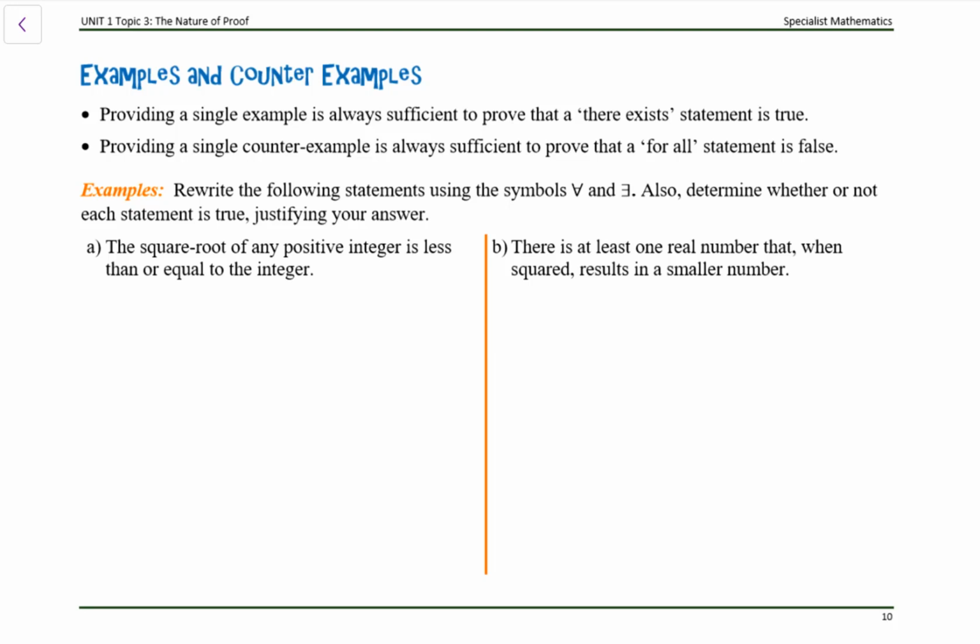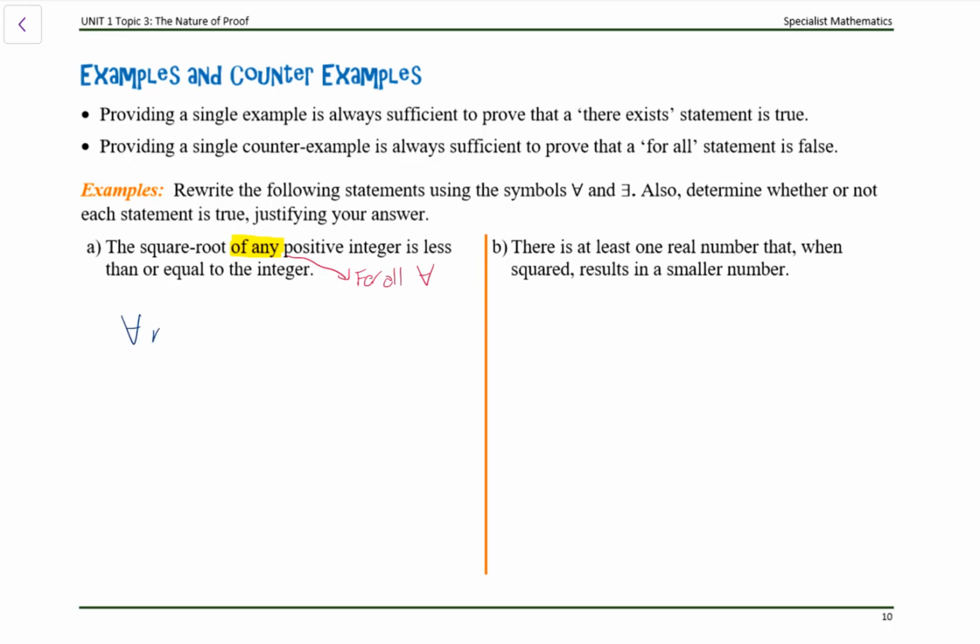Okay, so examples. Rewrite the following statements using the for all and there exists. Also determine whether or not each statement is true, justifying your answer. So the first one is the square root of any positive integer. Whenever you see that, for any positive integer, you should be thinking that's for all, is less than or equal to the integer.